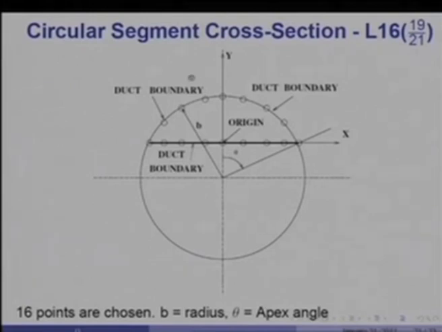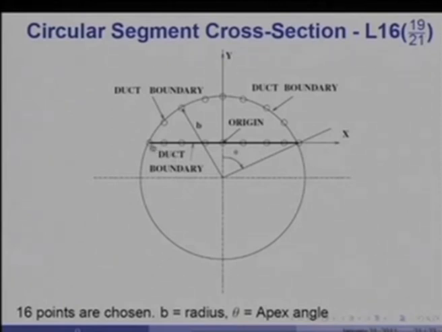This is a circular segmented cross section. The duct itself has a flat side and a part of a circle, and the apex angle is theta. So, the duct boundary is a flat side and a curved side. Now, you can imagine such a geometry would be extremely difficult to handle by any other method because it is so irregular.